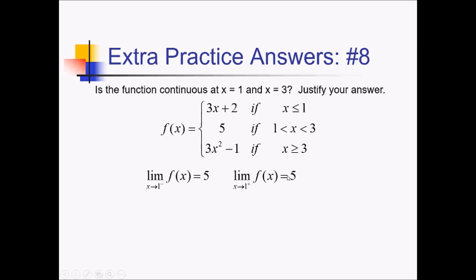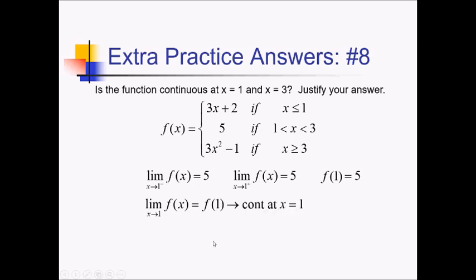How about f of 1? Well, that's just using this first rule again, which again would give us 5. So since the limit as x approaches 1 and f of 1 both exist and equal each other, that allows us to conclude that our f function is continuous at x equals 1.